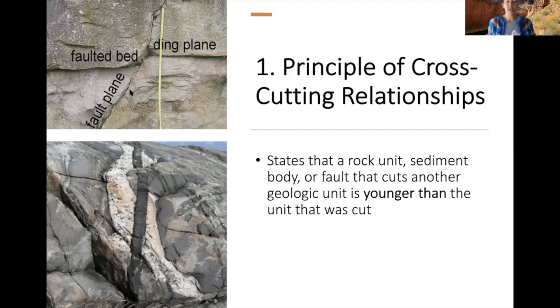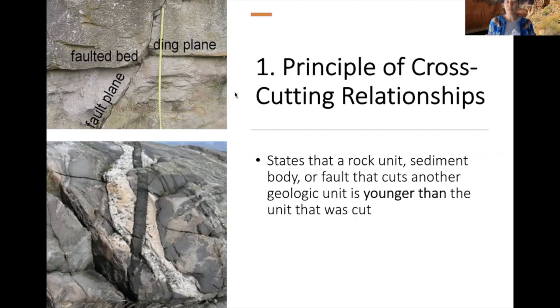I've tried to illustrate that that plane is offset. It's offset by a fault. So the left side of the fault has moved the two beds down relative to the right side of the fault. This fault plane had to cut the rocks that already existed in order to cut them. So that makes the fault younger than the two layers of rocks in the background.